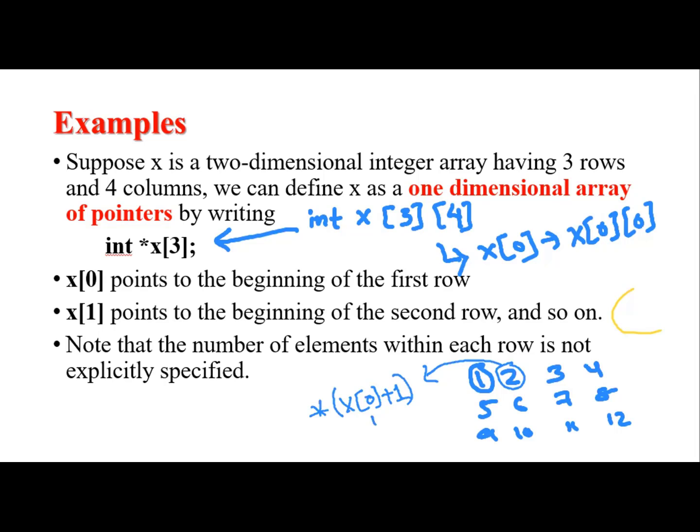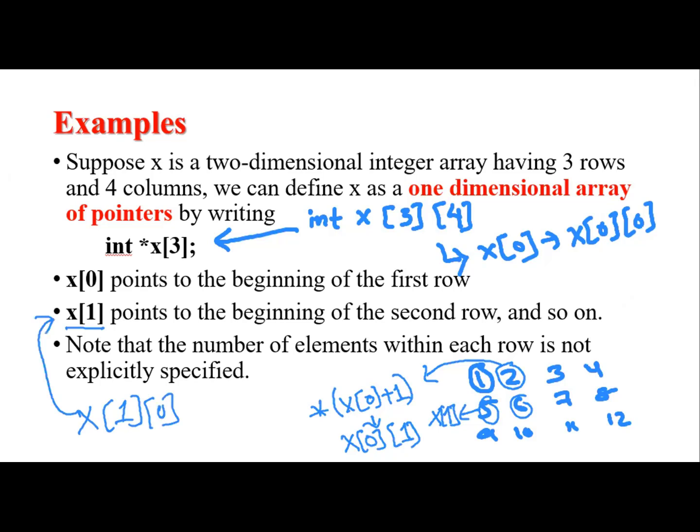So it is equivalent of writing x of 0 row first column, sorry, second column, 0 1. Then similarly, x of 1 will point to the second row. If I want to print this one, it would be x of 1 plus 1. This would be x of 1 plus 0. So x of 1 0 can be represented by x of 1.